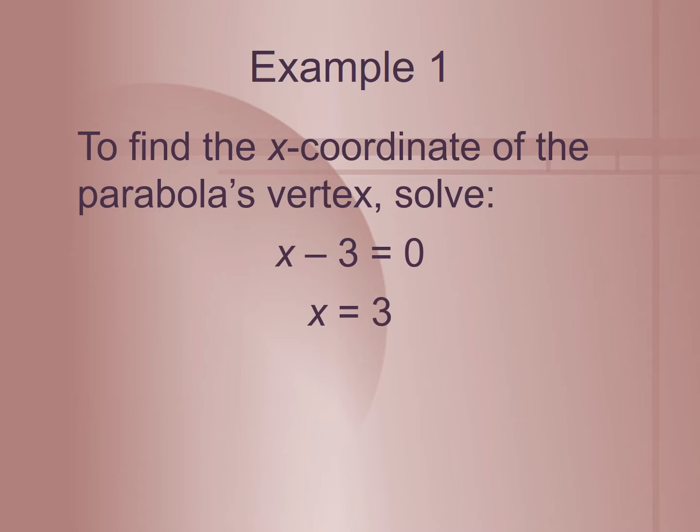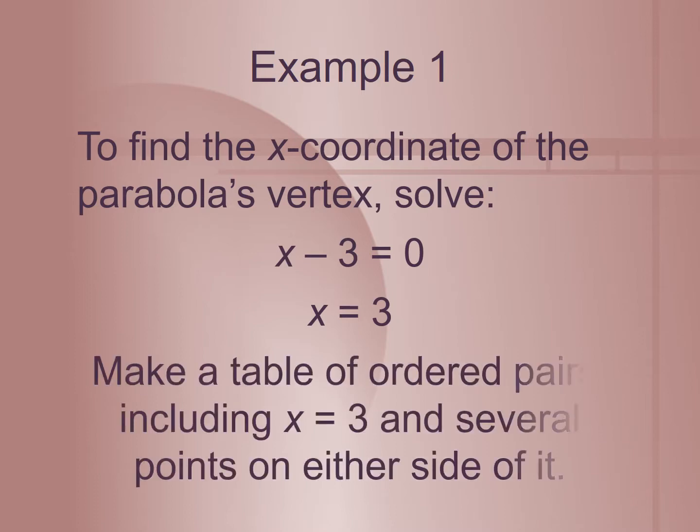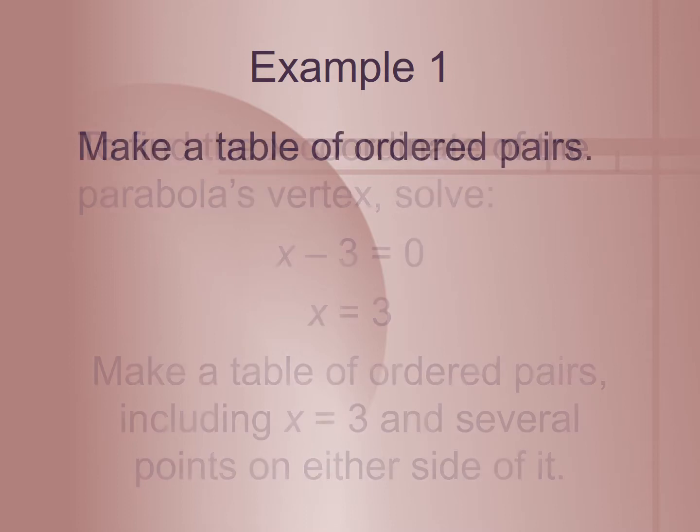And since there is no k value, that means your y-coordinate would be 0. So to finish graphing, we can make a table of ordered pairs, including x equals 3, and then several points on either side of 3. So you might do 1, 2, 3, 4, 5, something like that. Make sure you have points on both sides of the 3.